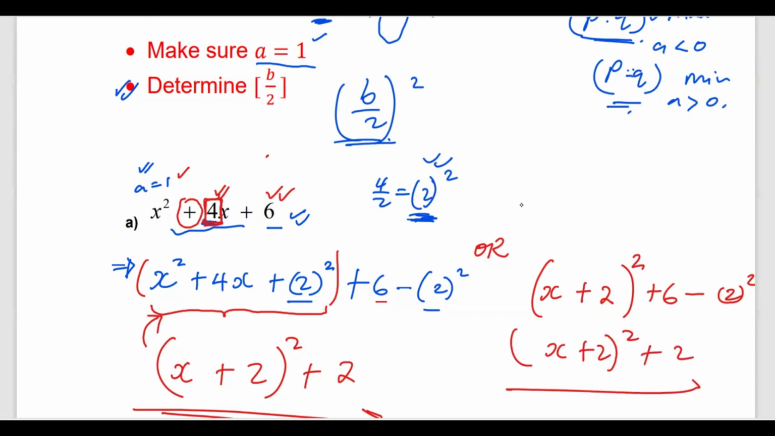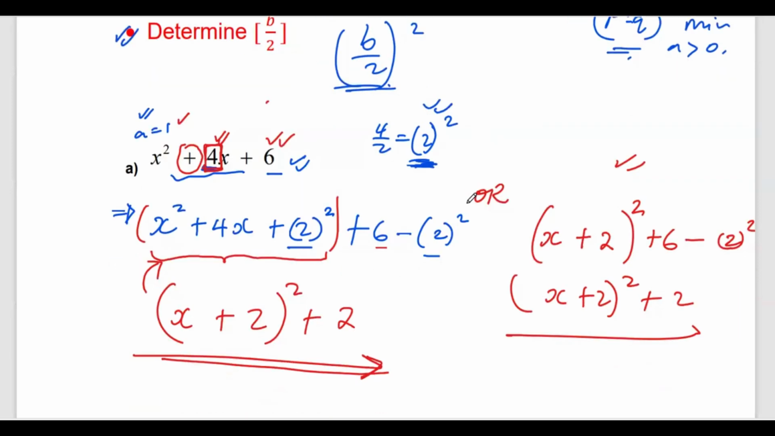So I'm going to be using just this short approach in the next examples. Okay, so that is part A.